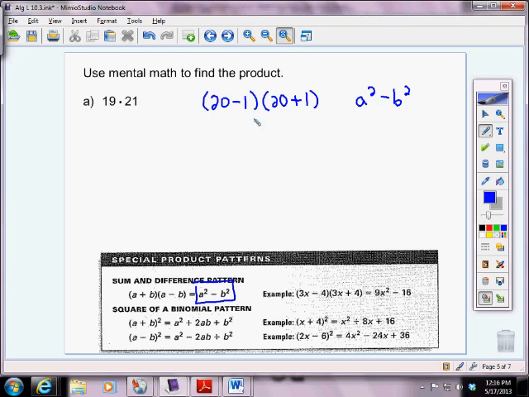This is the sum and difference pattern. So I could go 20 squared minus 1 squared. Well, 20 squared is 400 minus 1 squared, which is 1. So that actually works out to be 399. Not something in my head I would probably think of, 19 times 21 being 399, but by setting up 20 minus 1 times 20 plus 1 and using our sum and difference pattern, we could easily see it's 399. Let's look at another example.